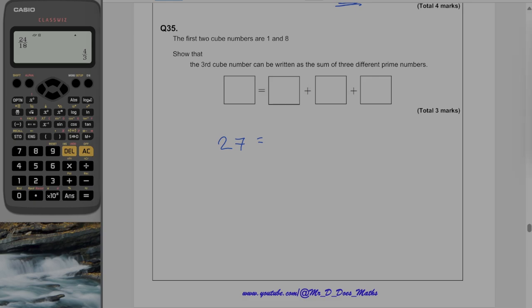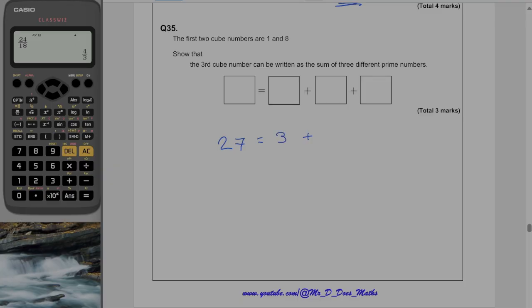Right, so we want three prime numbers that add together to make 27. The lowest prime number is going to be 2. However, that would leave us with 25, which is an odd number, and 2 is the only prime even number. So we can't add two numbers together and get an odd number. So it can't be 2.